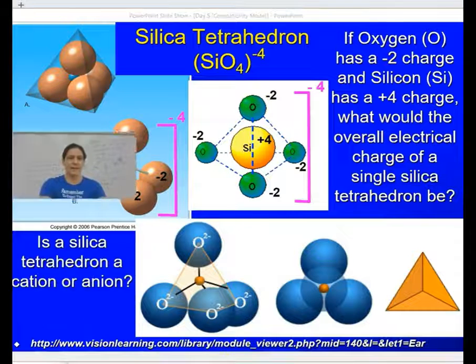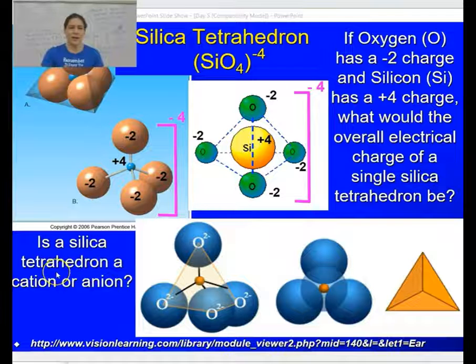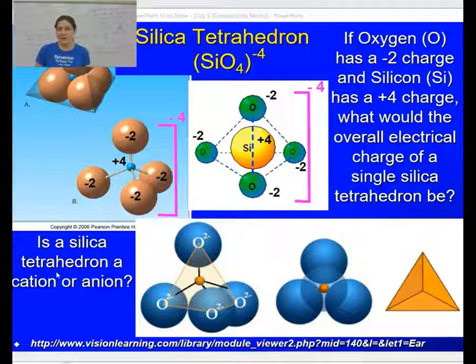Okay, so is a silica tetrahedron a cation or an anion? What was the difference between a cation and an anion? Cations are what? Positively charged ions, because we like cats, or we notice that there's that plus sign in the middle, that's the T. The anion, I'm anti this, I'm anti that, I am negative. So again, silica tetrahedron, is it a cation or an anion? It's an anion, it's a negatively charged ion.